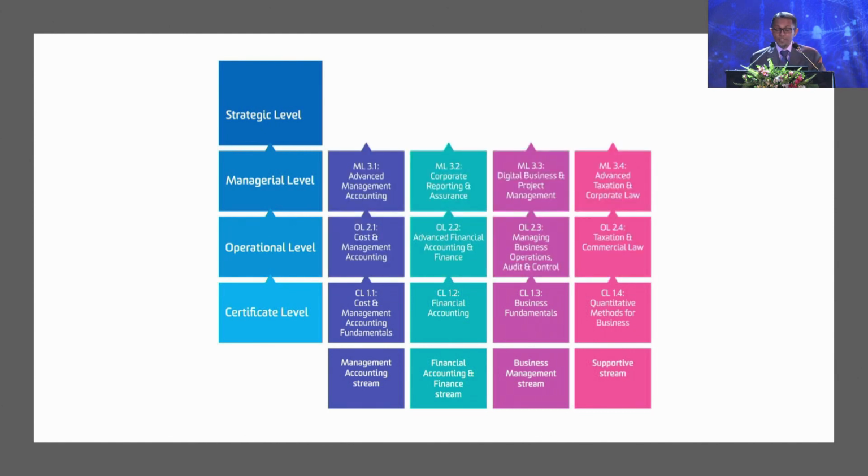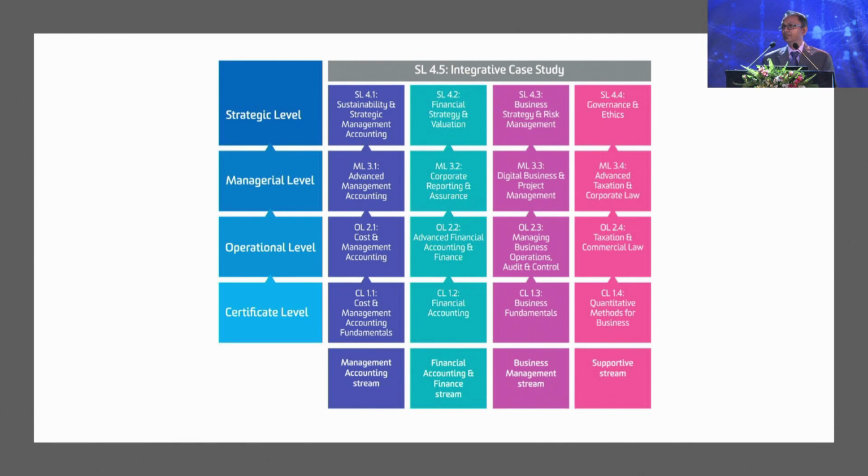Then in the third level, the managerial level, there is advanced management accounting, then corporate reporting and assurance, digital business, the new subject component, and project management, and advanced taxation and corporate law. And finally, in the strategic level, there is sustainability and strategic management accounting. Even the name itself reflects the higher emphasis and focus on sustainability. Then financial strategy and valuation, business strategy and risk management, and corporate governance and ethics. And finally, the integrative case study represents the culmination of the knowledge they have obtained through different courses.